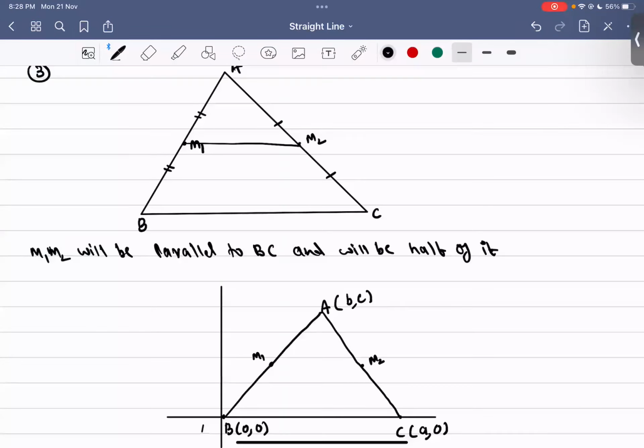We know the midpoint formula. So what you do? B plus 0 by 2, C plus 0 by 2. Here B plus A by 2, C plus A by 2, like that. Yes or no? You will get this M1, M2.